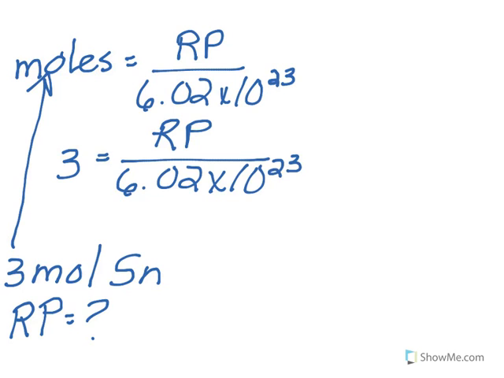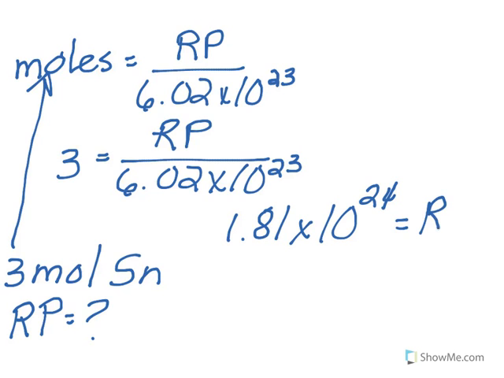Okay, to solve this algebraically, we will multiply 6.02 times 10 to the 23rd times 3, which gives us 1.81 times 10 to the 24th representative particles, which will be atoms of tin.